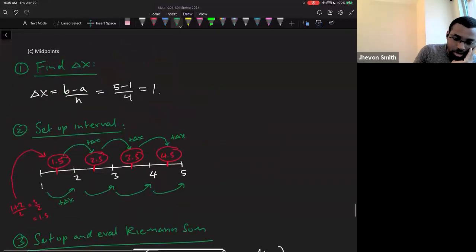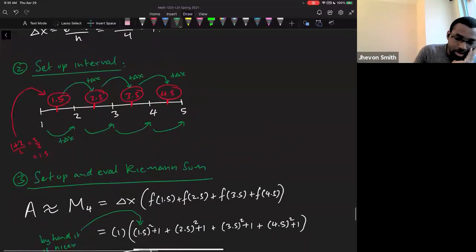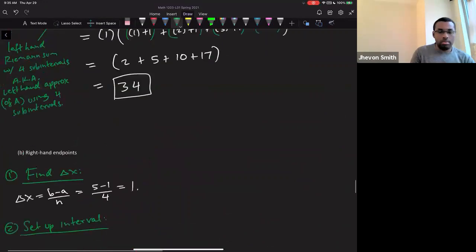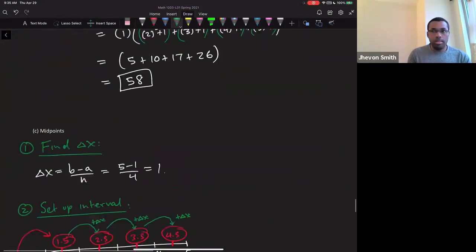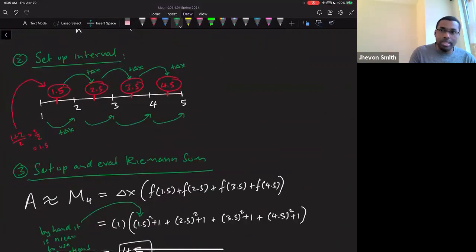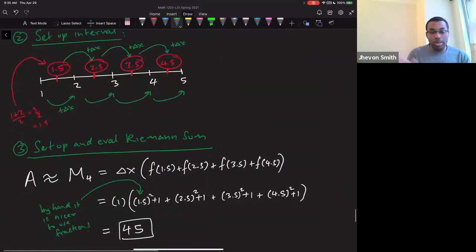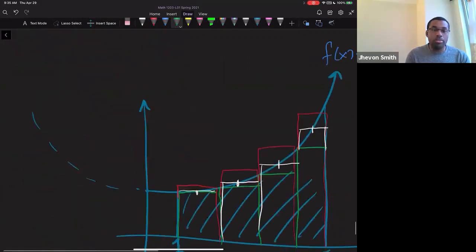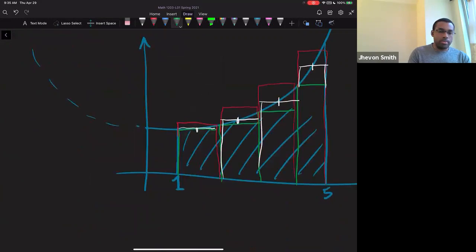Find delta x, set up interval, set up and evaluate Riemann sum. Okay, we always follow the same process. That's cool. That's a question, right? And the point of this question is to approximate the area under some curve, and that's a visual.